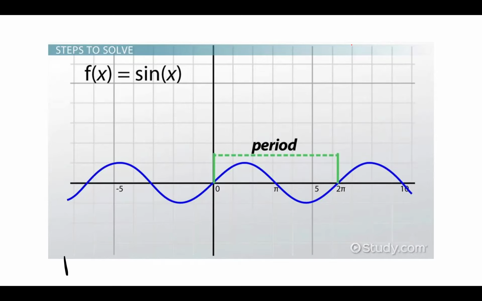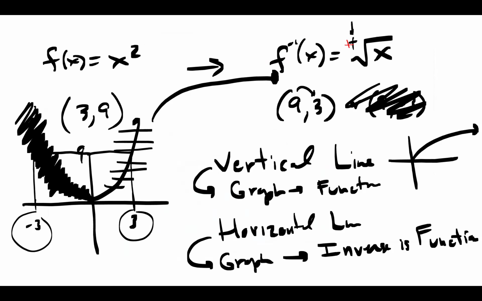What are the line tests again? Oh yeah, line tests. Here it is. We have two of them, right? Let me go back real quick here. So, vertical line test. A vertical line test means the graph that I'm looking at is a function.